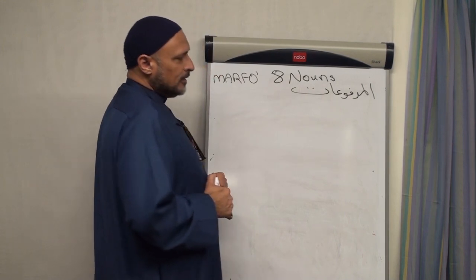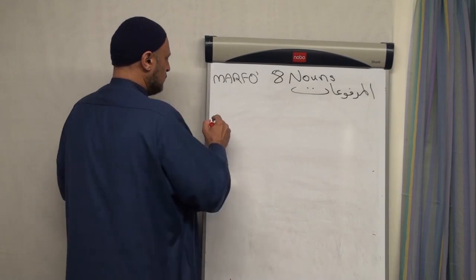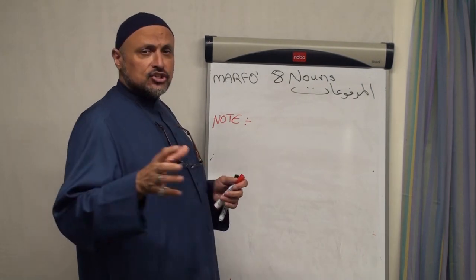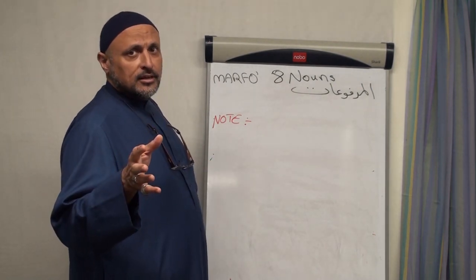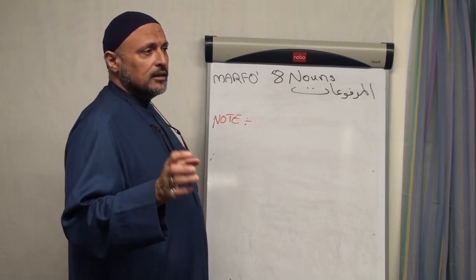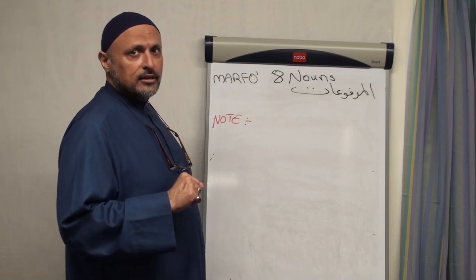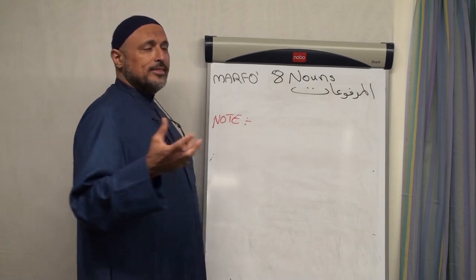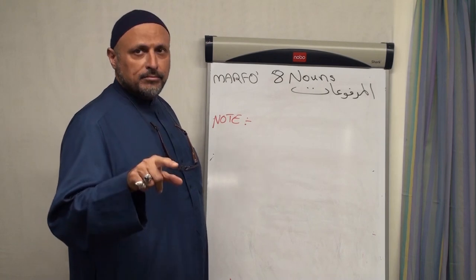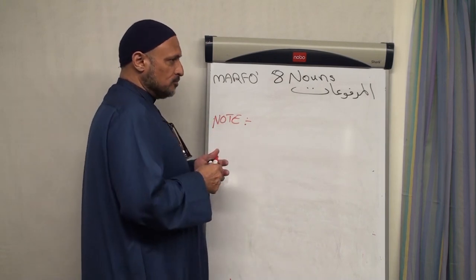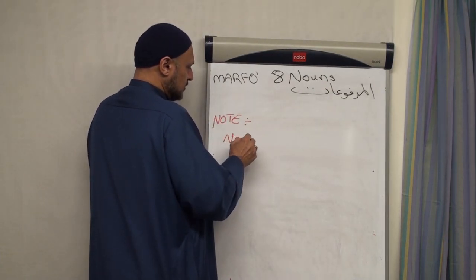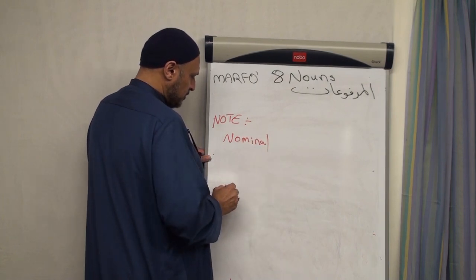Before that, I want you to make this note before I start. In the English language, you start with what? Subject. Muhammad is coming. Ali is helping. Fatima is cooking. Whatsoever. So you start with a noun, subject. In Arabic, you can start with a verb as well. So that is a difference. In Arabic, we have a nominal sentence and we have a verbal sentence.